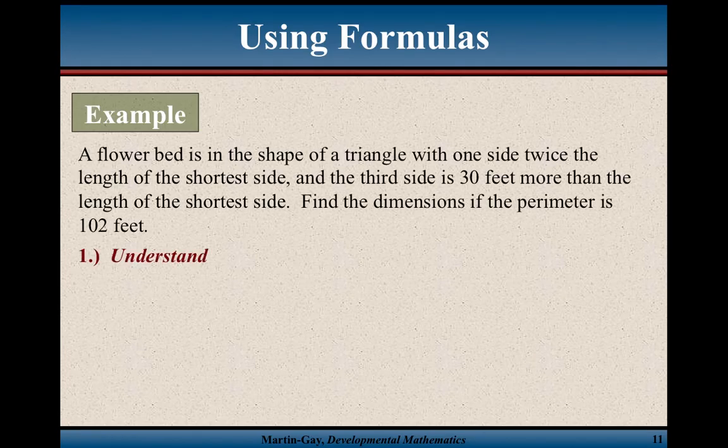Example naman, using, ano naman to, I think this is, is it a perimeter? Yeah, perimeter. A flower bed is in the shape of a triangle with one side twice the length of the shortest side, and the third side is 30 feet more than the length of the shortest side. Find the dimensions if the perimeter is 102 feet. So, ang hinahanap natin yung dimension ng triangle.